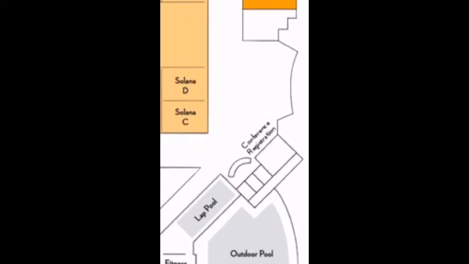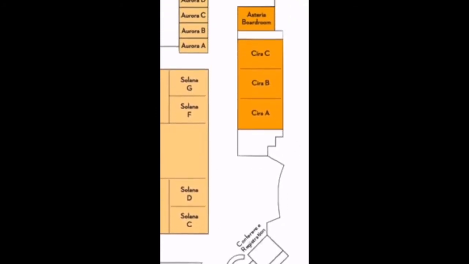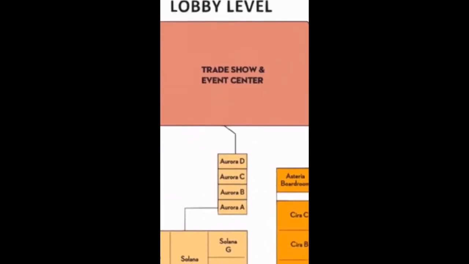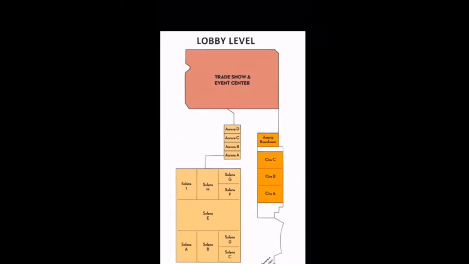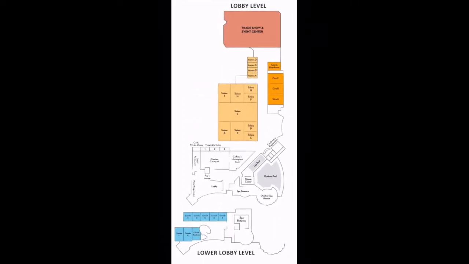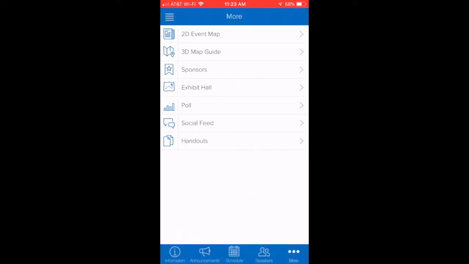The registration desk is right here at the end of the hallway, at the beginning of the rooms. And on the other side, in the Trade Show and Event Center, is where we have our exhibit hall. So feel free to navigate through that. The 3D map guide will have a video walkthrough of the event center, as well as an interactive video list that will guide you from the registration desk to each of the rooms.